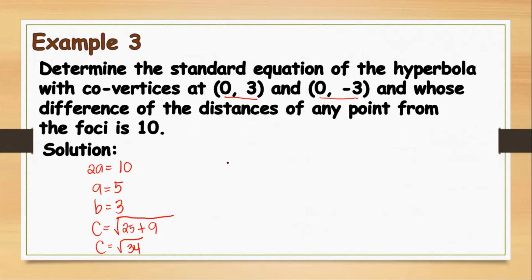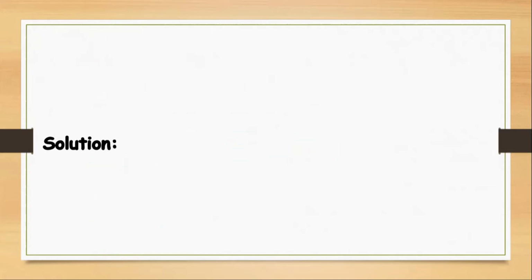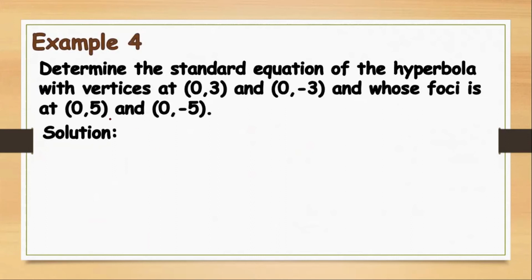So the standard equation of our hyperbola will be, since the co-vertex is on the y-axis, automatically our vertices will be on the x-axis. So we have x squared over 25 minus y squared over 9 equals 1. Okay, so this will be the equation for our example number 3. Let's continue with our example number 4.